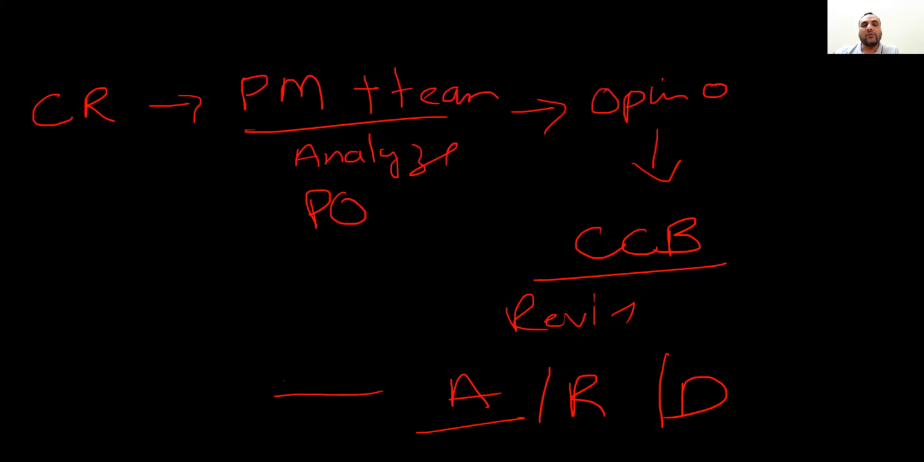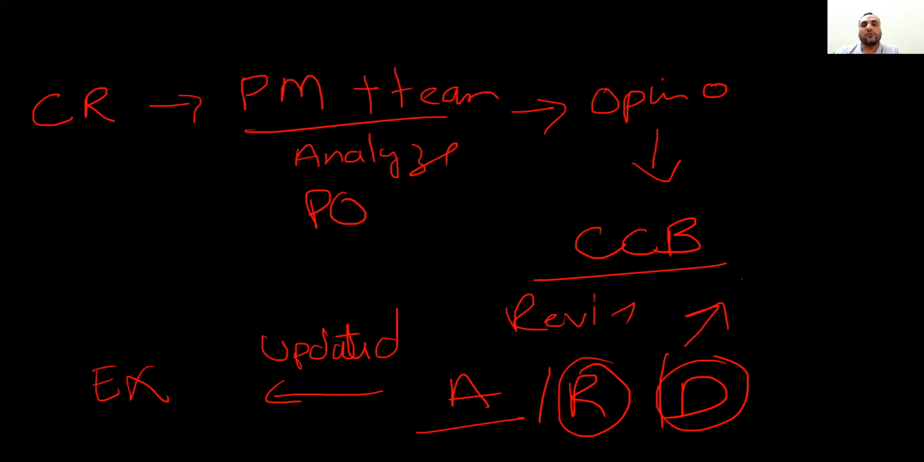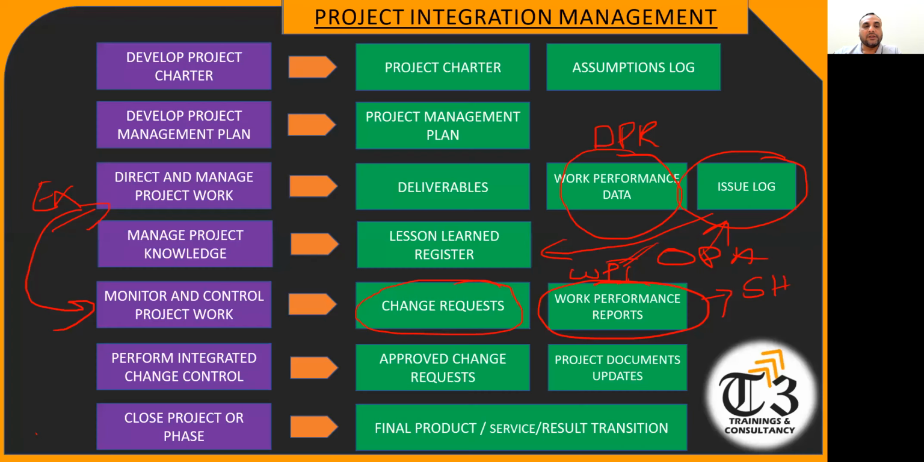If it is accepted, you will give the updated baselines or updated performance measurement baselines to the execution team. And if it is rejected or deferred, you will inform the stakeholders that it was rejected or deferred. Whatever the results, the execution team will start implementing, and this cycle will continue throughout the project. And as I said, the process name is called integrated change control.